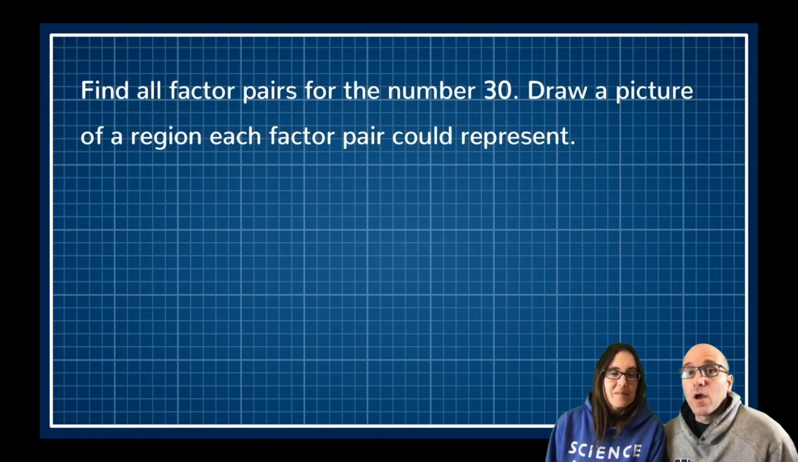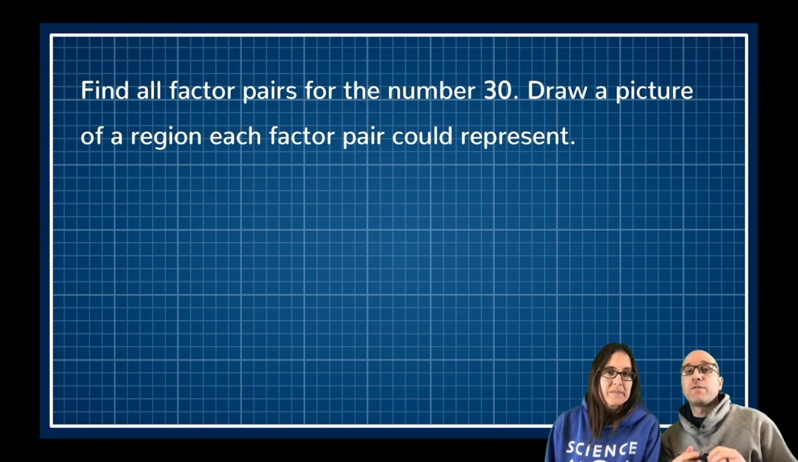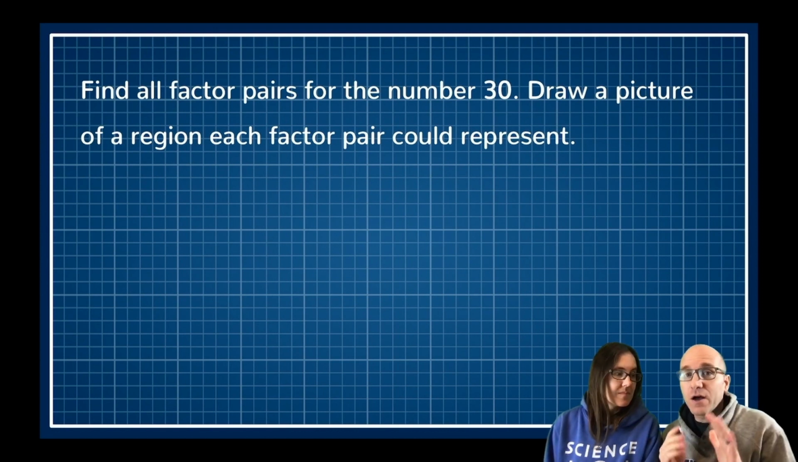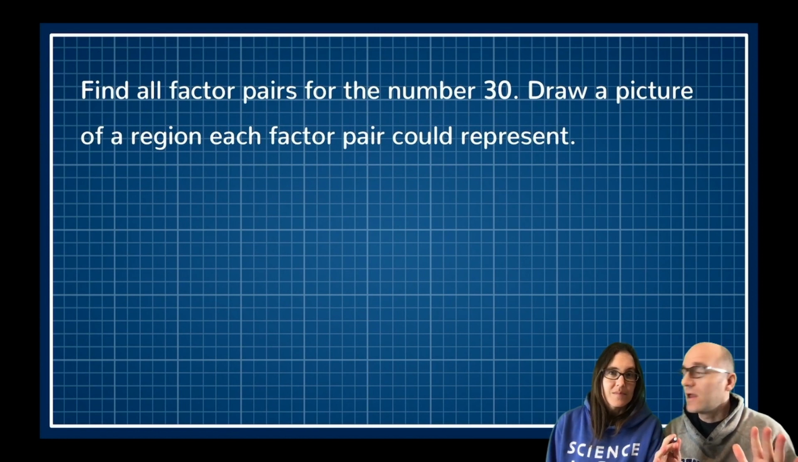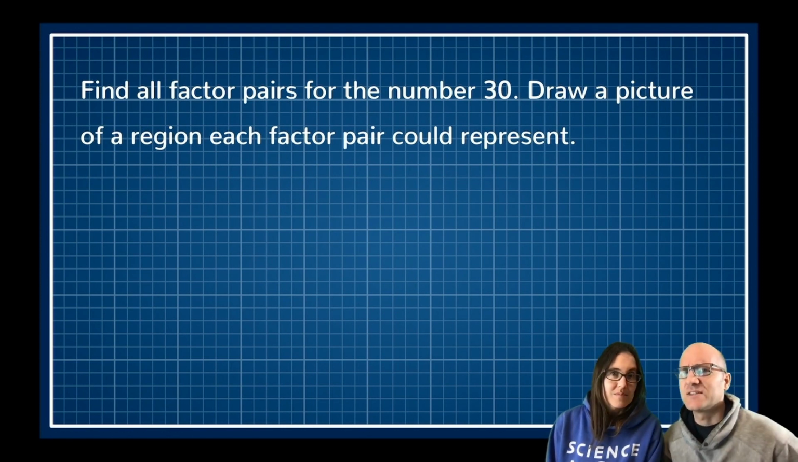All right, so when we have two numbers that multiply to be 30, we would say that that's a factor pair of 30, and those two numbers would be factors. Okay. So for this problem, we want to find all the possible factor pairs for 30, and we're even going to draw a picture to represent a region that this factor pair is determining.